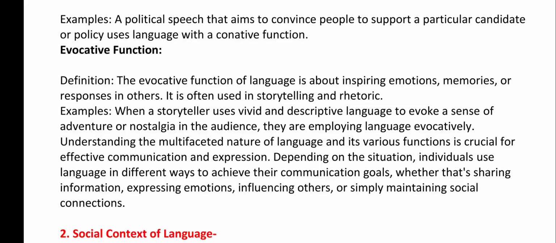All right, so that's why, my dear friends, depending on whatever situation we are in, individuals use language in different ways. Why? So that they can achieve their communication goals, whatever they want to say, whatever they want to convince, whether they do it by sharing information, by expressing emotions, by influencing others, or simply by maintaining social connections. So there can be different ways and different modes to carry out the process of language development.